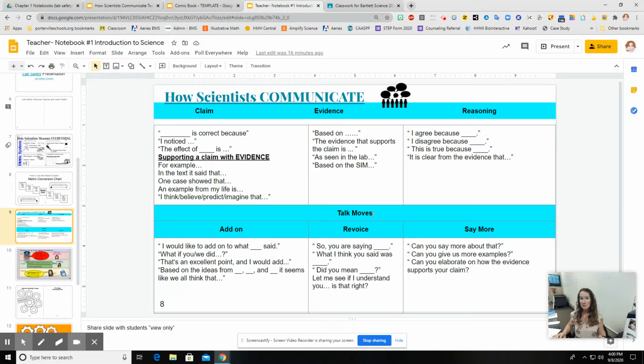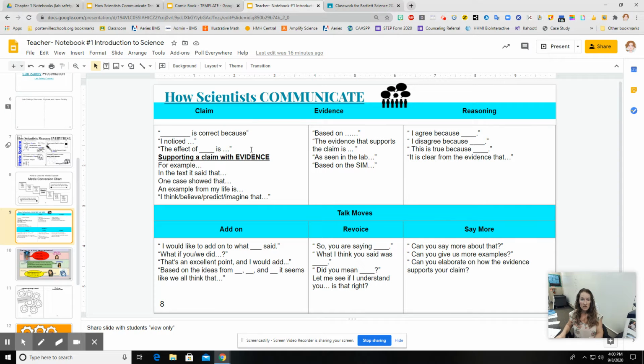If you are doing this on paper, by no means do I want you to spend all the time writing all of these. So instead, what you're going to do is pick 2 from claim, evidence, and reason that you are going to write in your notebooks and say, I'm going to commit to trying to use these when I'm speaking with my peers in class or as I move forward in education.